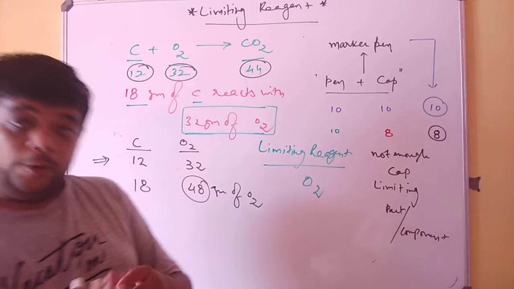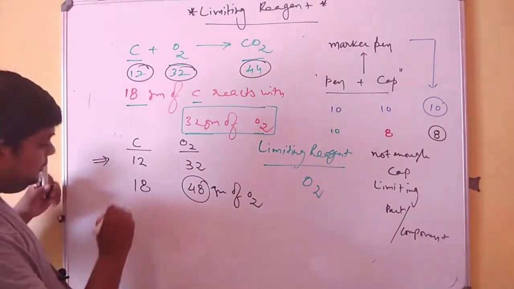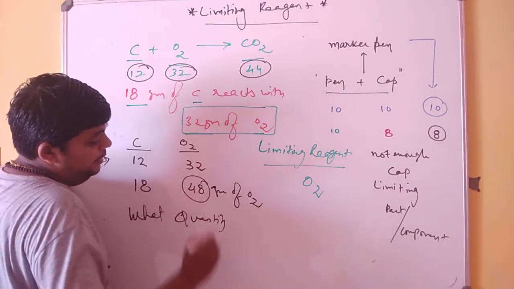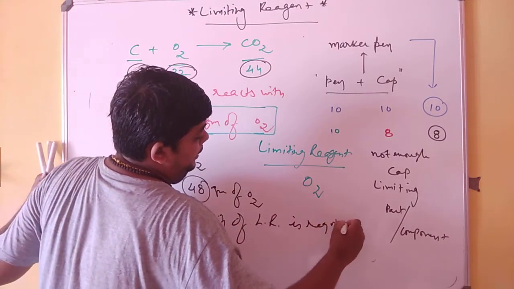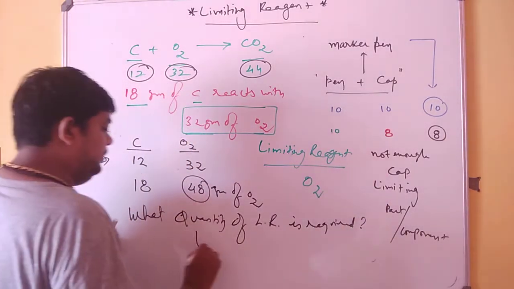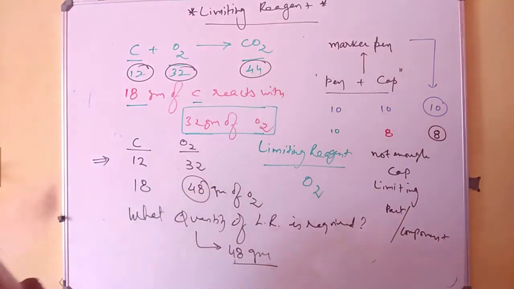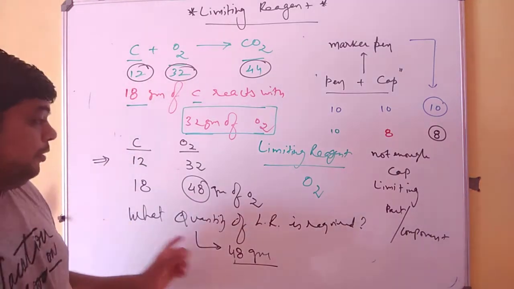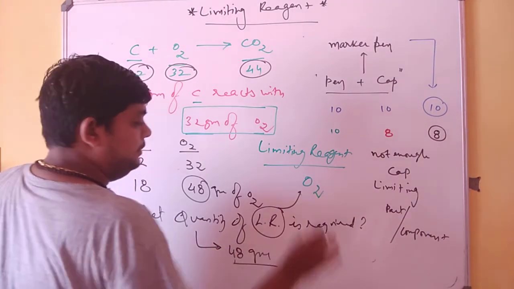Sometimes from this particular point, the question becomes more clumsy. What quantity of limiting reagent is required? The total quantity of limiting reagent required over here is 48 gram. Why? You check it. For 12 you needed 32, for 18 you will need 48. So what quantity of limiting reagent is required? 48, because the limiting reagent is dioxygen.